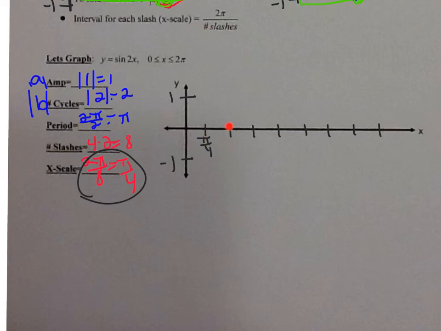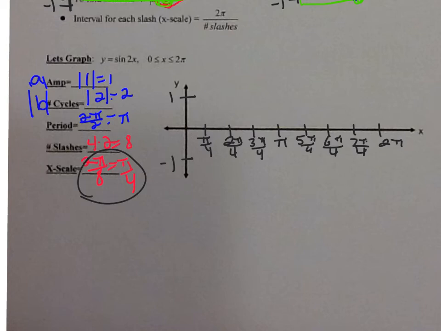Now I need another pi over 4, which is going to put me at 2 pi over 4. And then another pi over 4, which is 3 pi over 4. And then 4 pi over 4, which is pi. And then 5 pi over 4. 6 pi over 4. You don't have to reduce these. 7 pi over 4. 8 pi over 4, which is 2 pi, which makes sense. I'm graphing from 0 to 2 pi. So it's going to be 0 here to 2 pi.